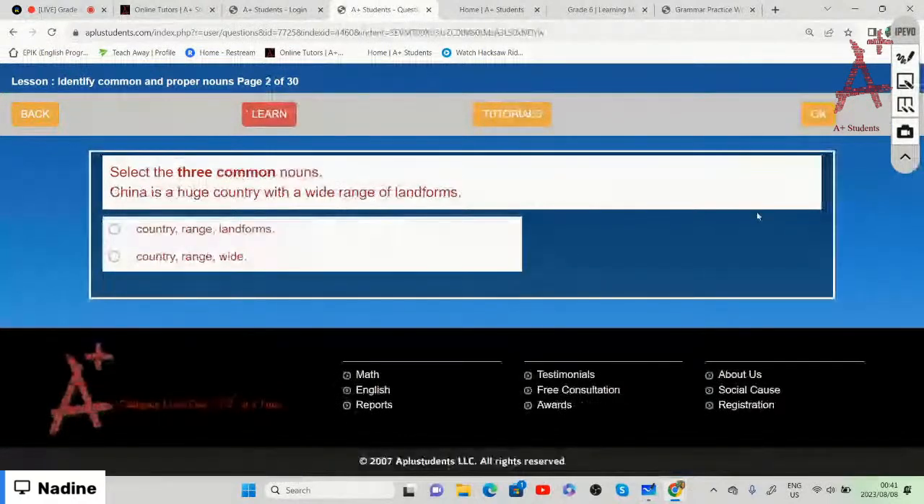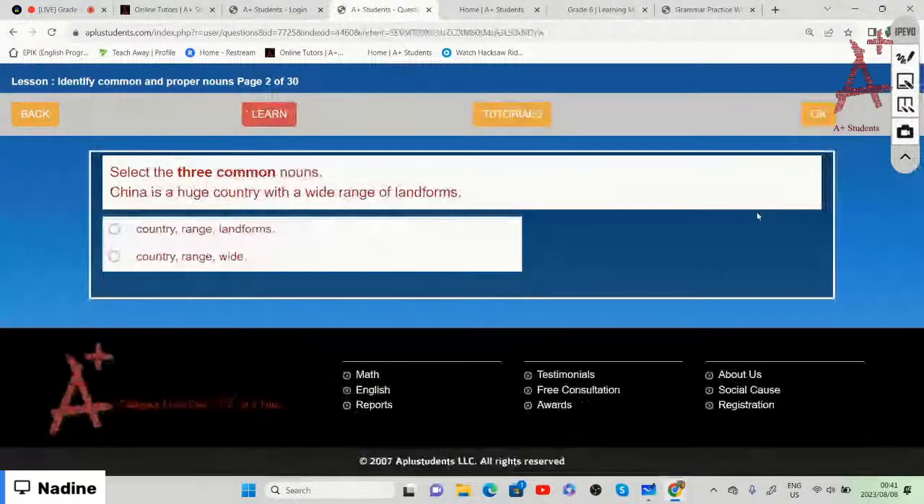All right. China is a huge country with a wide range of land forms. We need to select three common nouns. Is it country, range, landforms, or country, range, wide, right? We are going to be choosing three common nouns within that sentence.